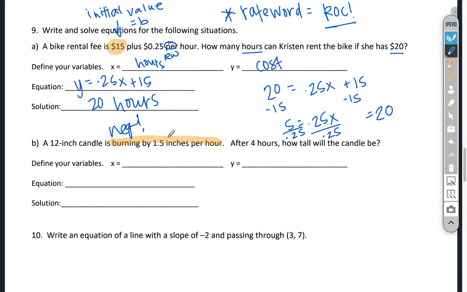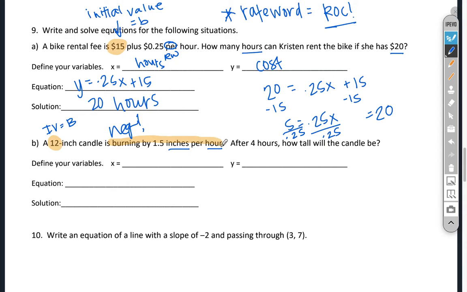All right, and then it says that the candle started at 12 inches. So this is our initial value, which is our B. And then our variables are going to be probably what? How long it's burning and how tall it is. So let's think about what depends on the other. Remember, Y is our dependent variable and X is our independent variable. So which one depends on the other?